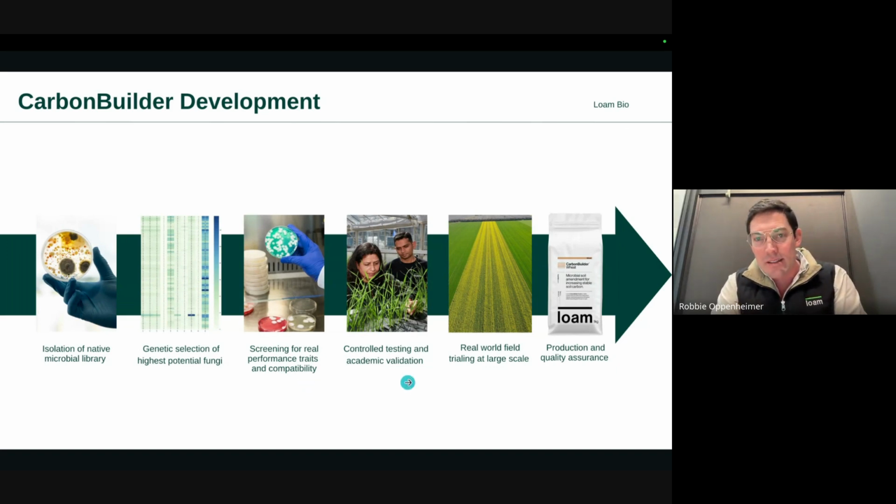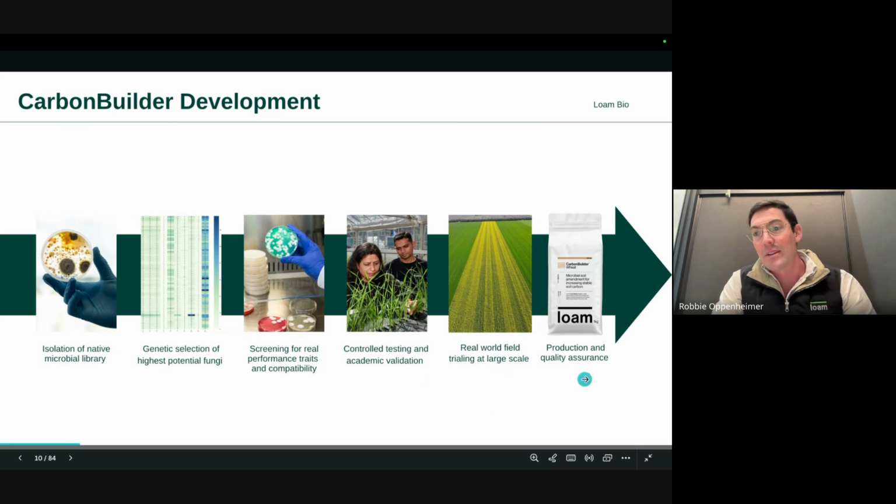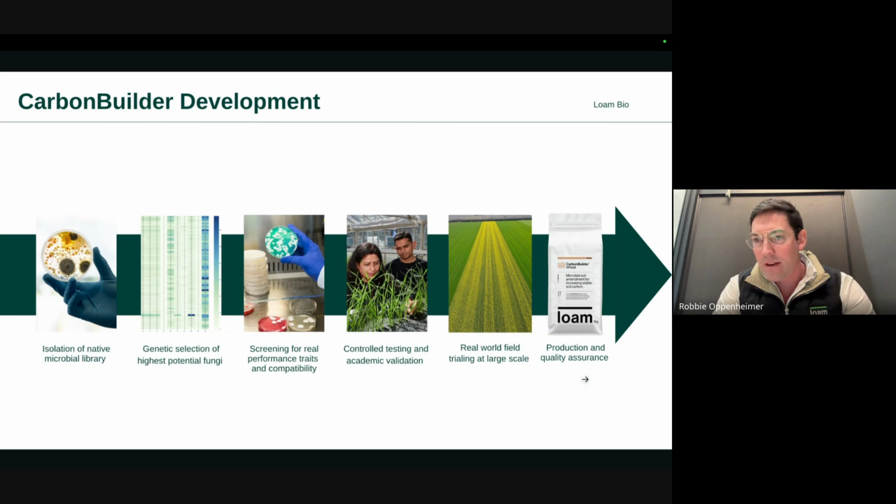The first real test of whether it can increase soil carbon and improve plant performance is then in a greenhouse setting. And so that's work that we've done internally, but also through our academic partners, before then proceeding to a range of small plot trials and strip trials at locations around Australia. Once something is validated in the field, there's also the large-scale production and manufacturing and quality control to ensure that every batch of CarbonBuilder is the same. So that's the process that we've walked through.